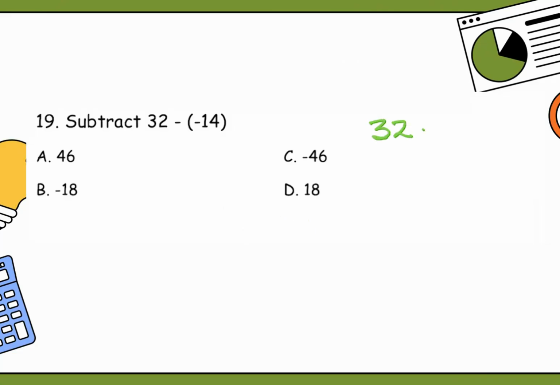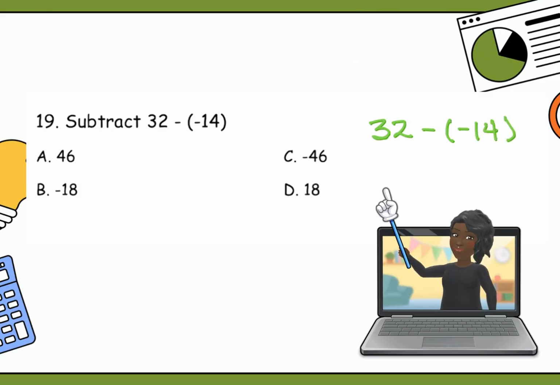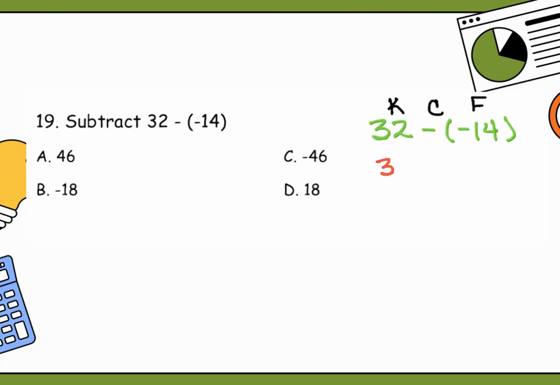Question 19, we're going to subtract 32 and negative 14. So for this problem, let's do keep, change, flip to turn it into an addition problem. We're going to keep that positive 32, change that subtraction to an addition, and change that negative 14 to a positive 14. Now we have two positive numbers which simply total to 46. Letter A is the answer.